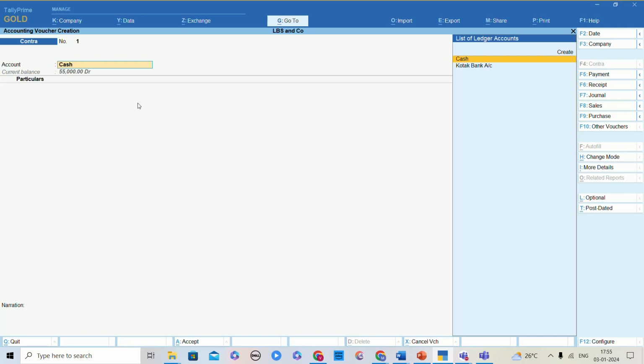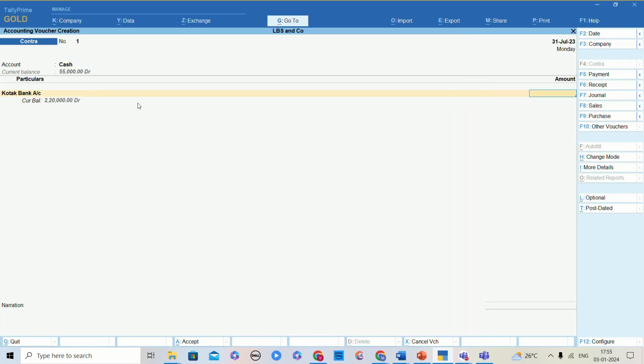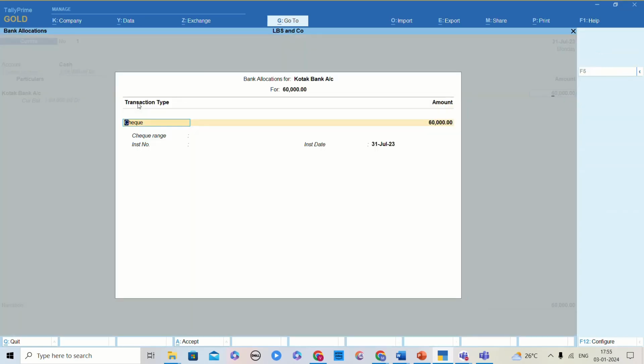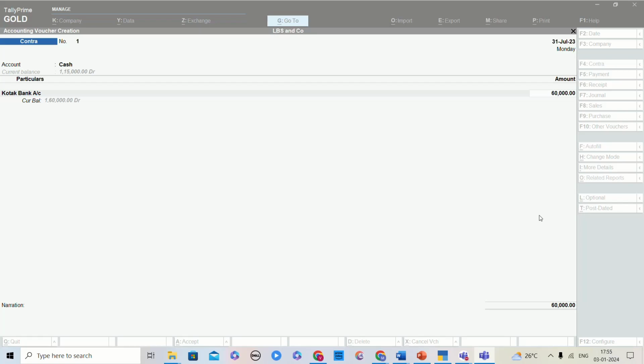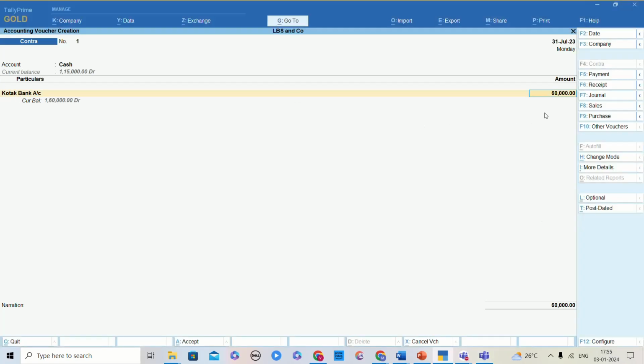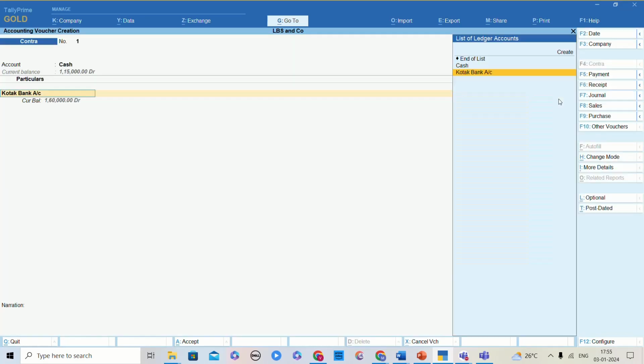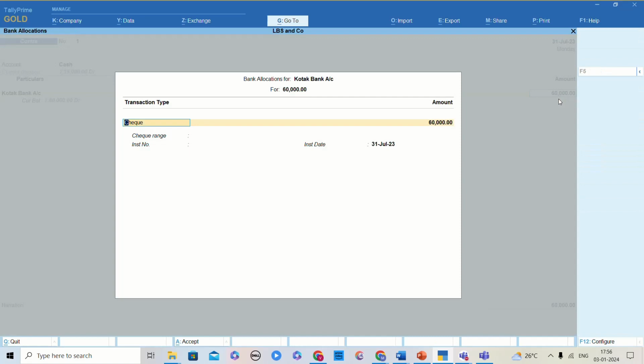Now assume that we are withdrawing. So I take the cash account here, enter, and take Kotak Mahindra Bank because from Kotak Mahindra Bank we are withdrawing, for example. I'll take 60,000. We are withdrawing 60,000. I'll press enter. As I told you, when you pass a contra transaction and use the bank ledger, after the amount you will get this screen called bank allocation. Here you should select the type of transaction.